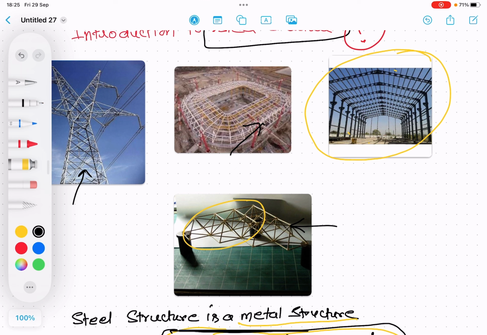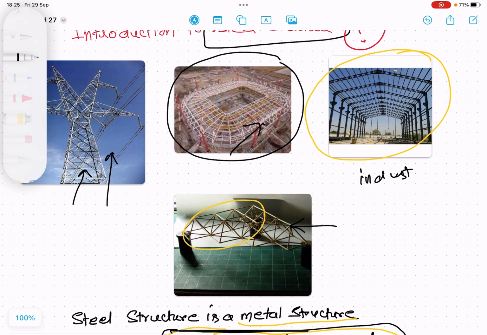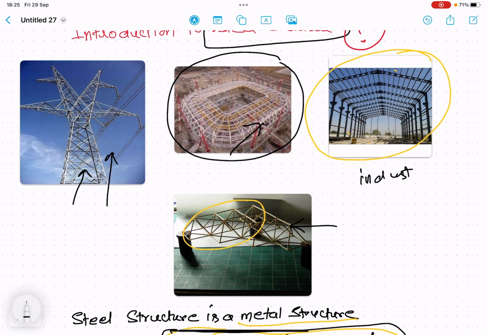So these steel structure applications include industrial sheds. Nowadays stadiums are being constructed using steel structures, and even the power transmission lines that you have seen on the highways are also made up of steel structure. And the trusses, which transmit forces and act as supporting members, are also made up of steel structure.